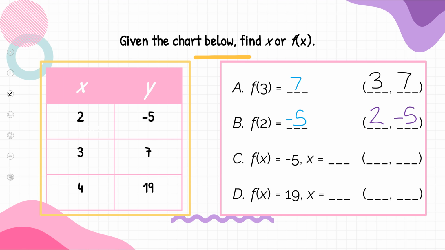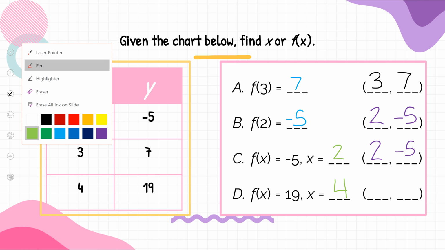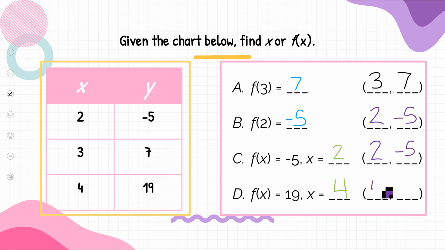Now, if I have a y value of negative 5, which means I have an output of negative 5, if I'm looking at my y's, I have an output of negative 5. That means I have an input here at positive 2, and I had the ordered pair 2, negative 5. Then if I'm looking for an output of f of x equals 19, that means my y value equals 19, and my x value equals 4, where y equals 19. So that's going to be the ordered pair 4, 19.